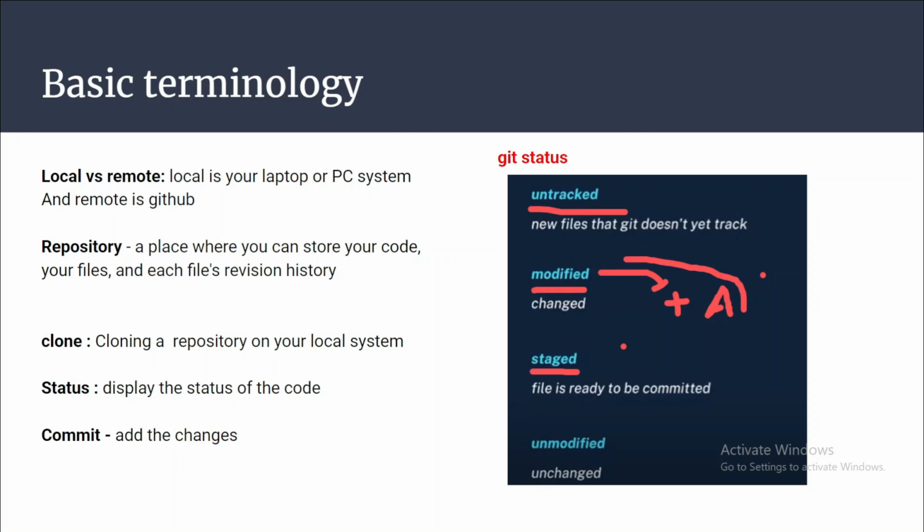So this is the combination of stages. Staged means you are doing the modification and then adding. And unmodified means you are not making any changes in the entire file structure of folders. Leave it as it is. So you will get the status unmodified, which means you haven't made any modification yet. So these are the four statuses.